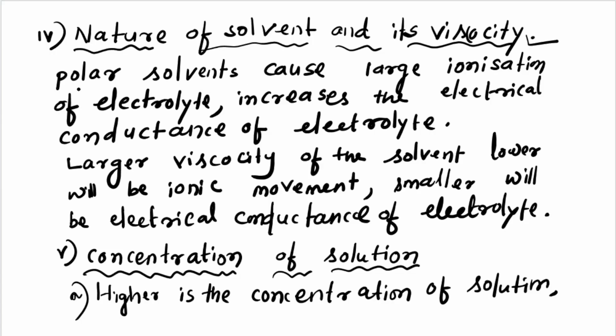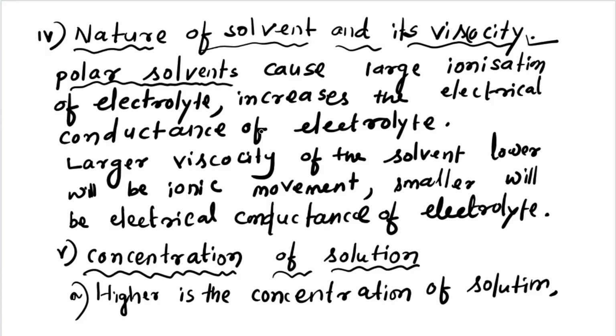Then the question is, what is meant by a polar solvent? A polar solvent means where there is a plus and minus charge. This is called a polar solvent, which causes large ionization of the electrolyte and increases the electrical conductance of the electrolyte. A polar solvent, water is the best example. In water, they give large ionization of the electrolyte and also increase the electrical conductance of the electrolyte.